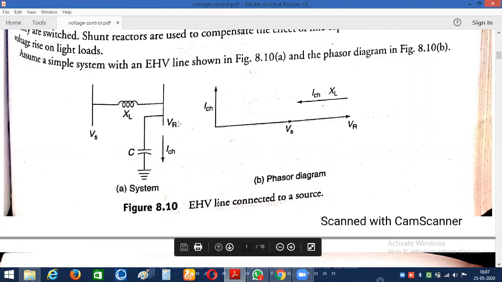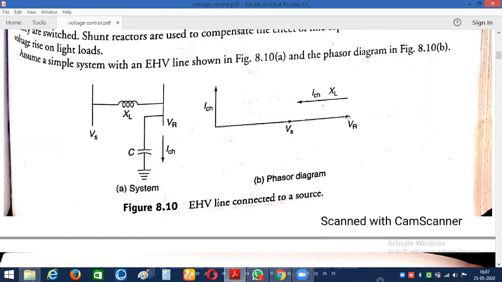Now, due to light load conditions, what will happen? The capacitance supplies the charging current, and due to that the receiving end voltage at light load conditions increases and becomes greater than the sending end voltage. That can be made clearer with this simple vector diagram.